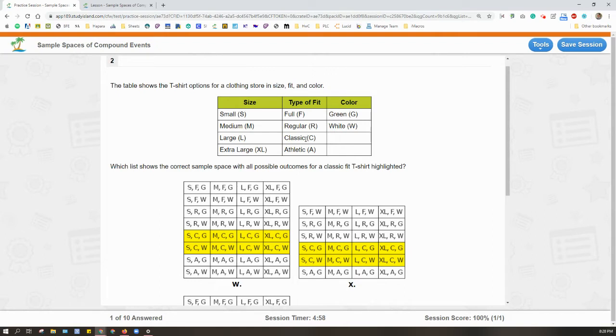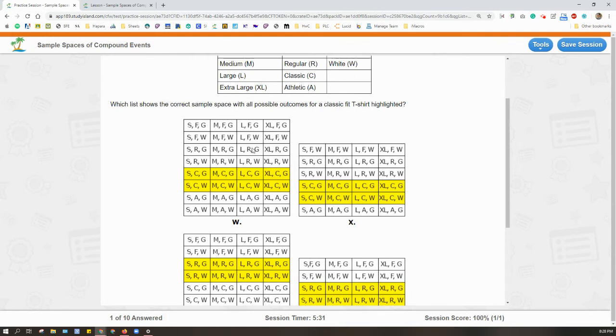So if we have a classic fit t-shirt, it could be one of four sizes and it could be one of two colors. So we should find 8 total options for a classic fit t-shirt. We should have a classic fit t-shirt that's small and green, classic fit that's small and white, a classic fit that's medium and green, a classic fit that's medium and white, classic fit that's large and green, a classic fit that's large and white, a classic fit that's extra large and green, and a classic fit that is extra large and white. So which one of these tables has those indicators?